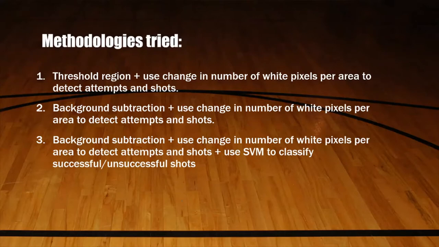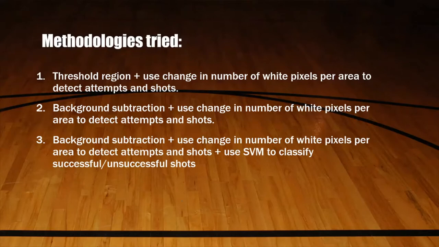So there are some methodologies which I tried. I have gone into great depth and detail for these methodologies in the upcoming slides, but I'm just going to go through them real quick. The first methodology is that we threshold the region. Please note, region here is the mask of hoops. So basically, region is a hoop or a board. We are going to threshold those. Then we are going to compute the change in the number of white pixels per area between two frames.